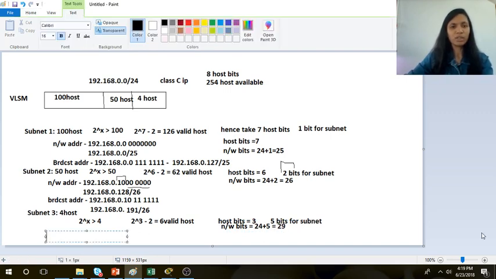So in that case, your subnet 3 network address is going to be equal to 192.168.0. Here you have used up till 191, so you can start only from the next one, that is 192 onwards. So you have 192 slash, now this is 29 bits for network. So this is slash 29.